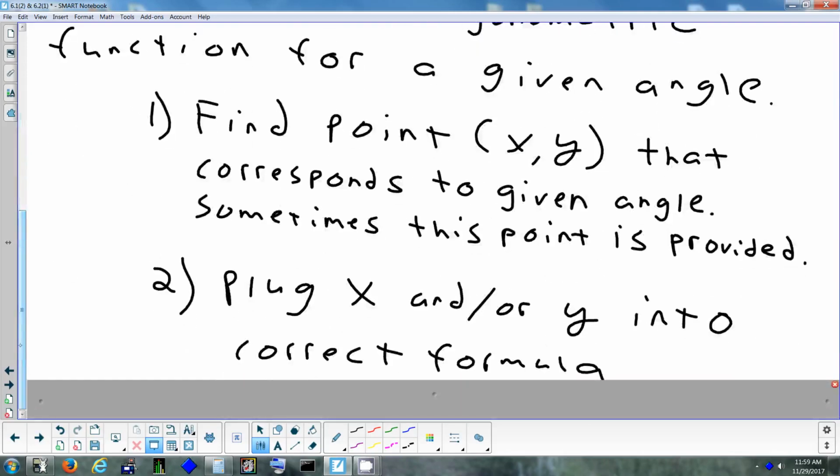Okay, I'll do one where I practice all 6 so you can see how to do each one. So again, step 1, find the coordinate. Step 2, plug it in. That's it.